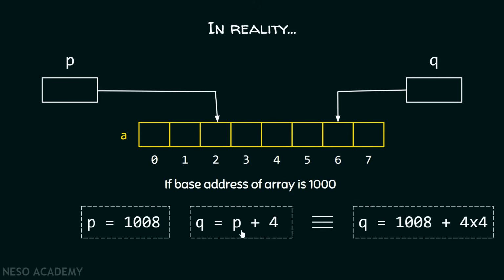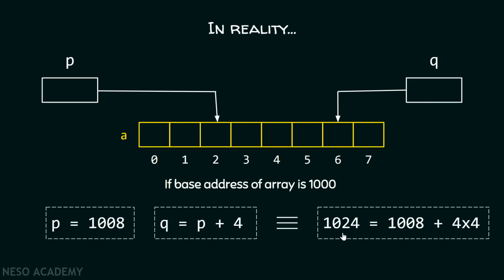As we cannot simply add 4 to the pointer, we have to multiply this 4 by the number of bytes an integer will take. As it is an integer array, we must multiply this 4 by 4, right? So q is equal to 1008 plus 4 into 4. Now let me replace the value of q also. q contains the address of this particular location, which is 1024, right?